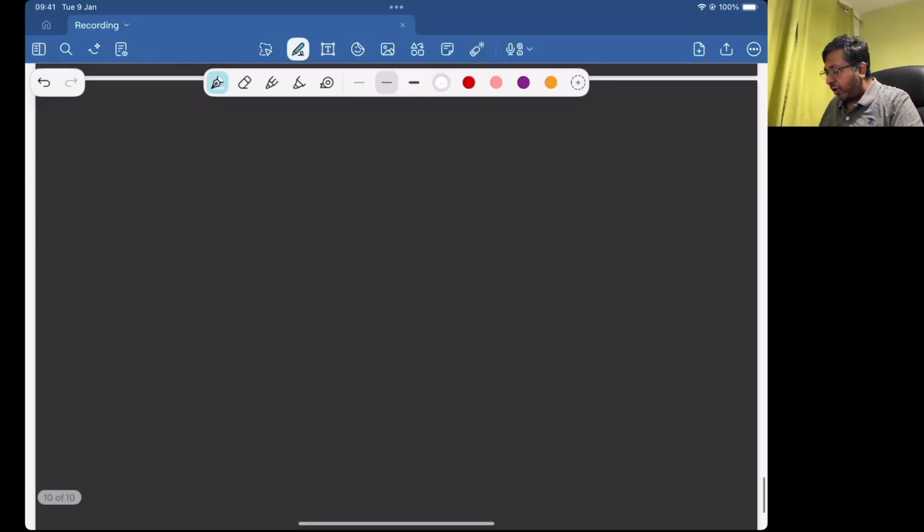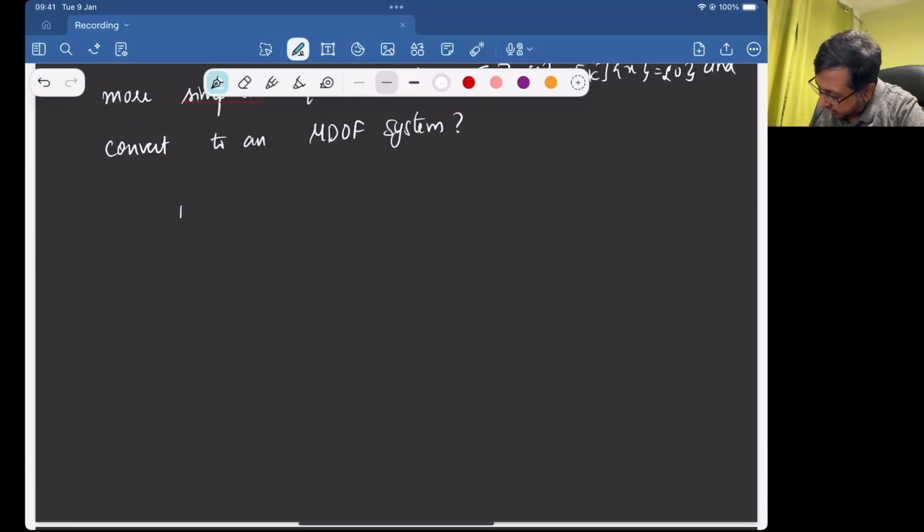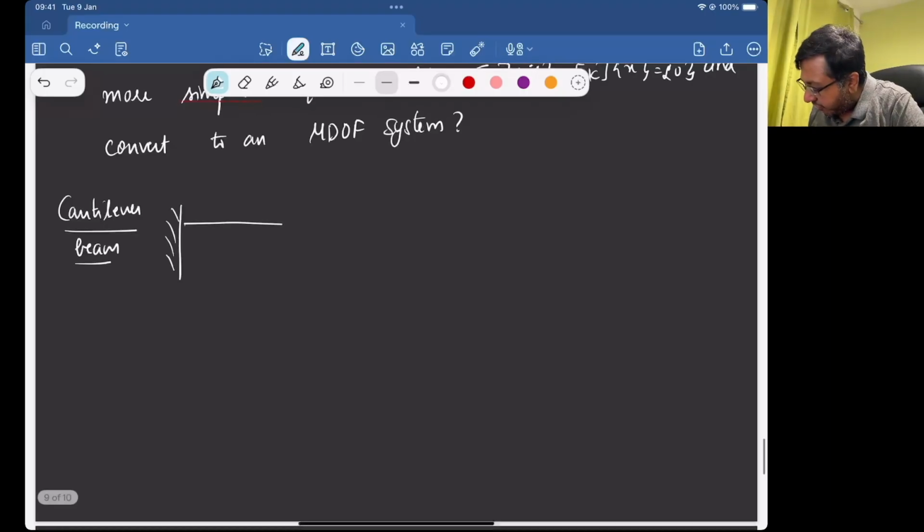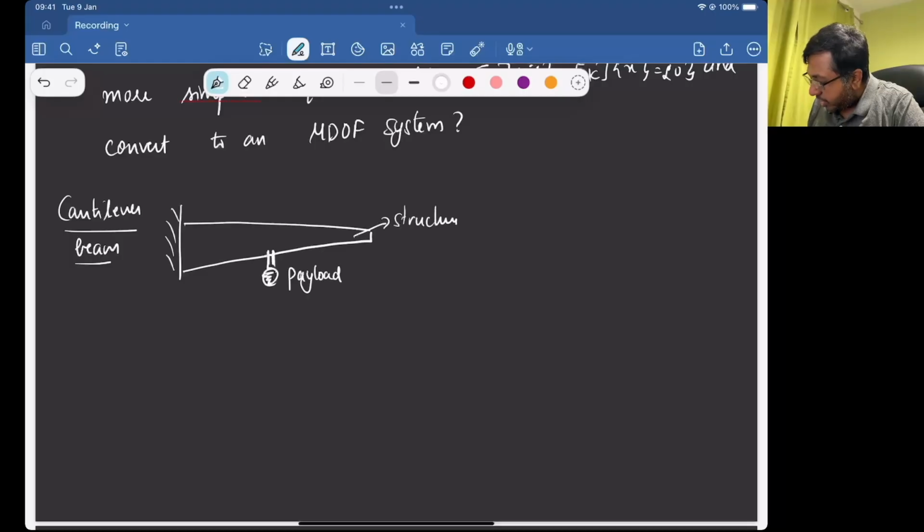So let's start with a very simple structure. Let's assume a cantilever beam, because cantilever beams are nice and we use them everywhere. So we do this idea and exercise for a cantilever beam, and then we can always use the same ideas for everything else. So let's say this was some kind of structure with some payload, and this was our structure, right? So this is our real structure, the real physical model.